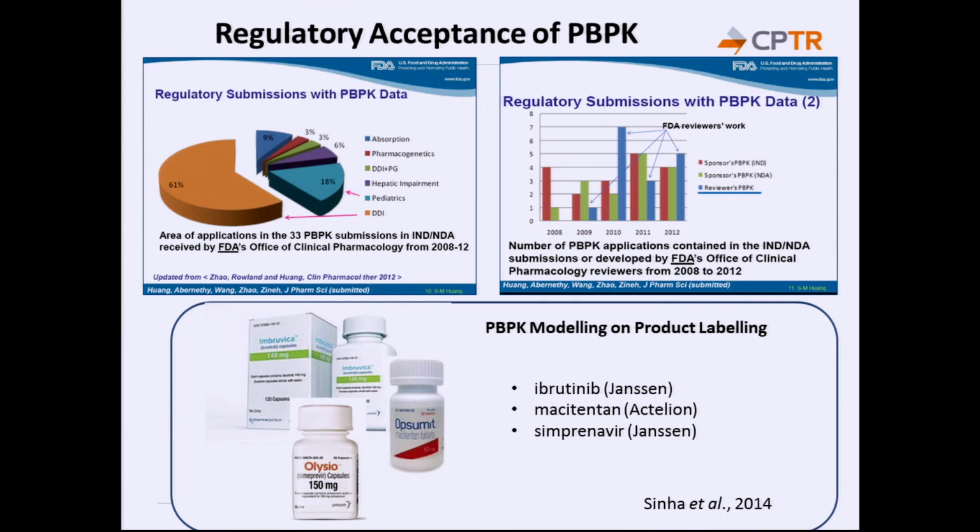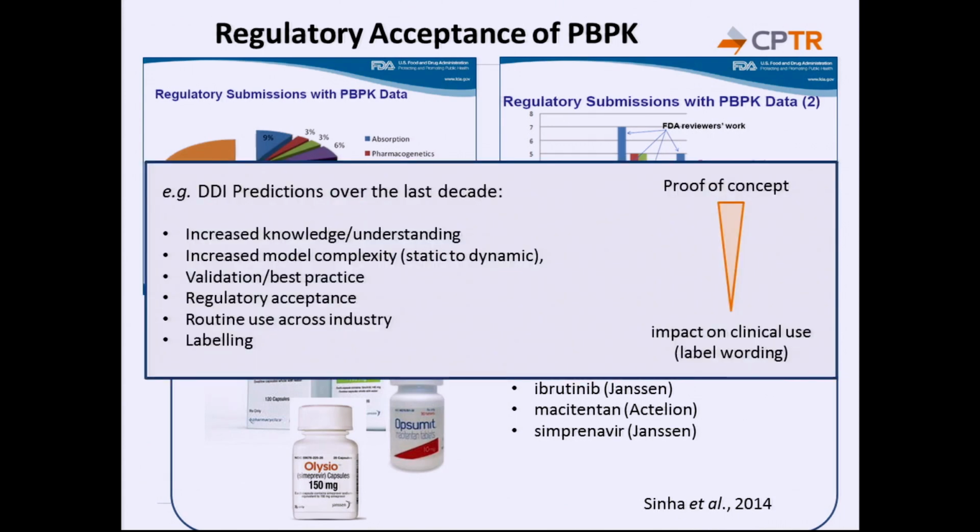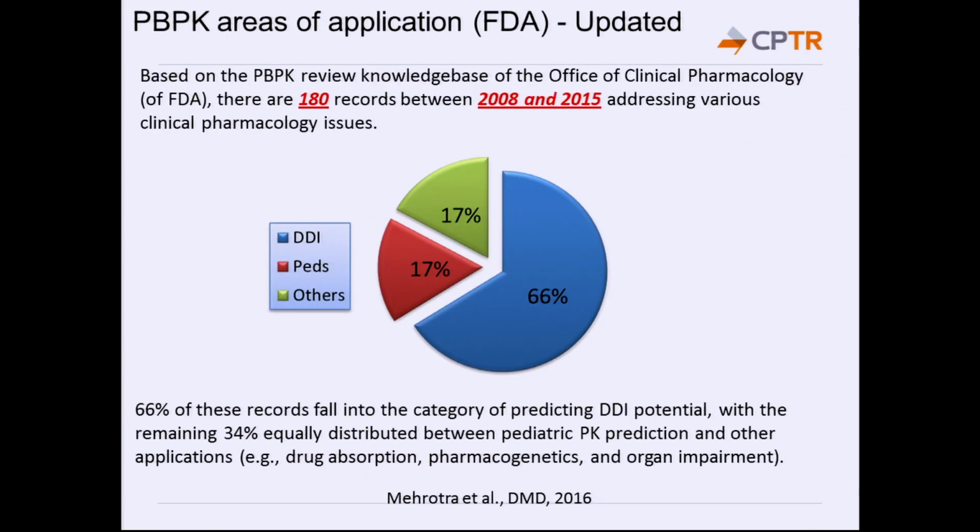There were 33 submissions. And really, this was a decade of work to take drug-drug interaction predictions from really just a scientific question to really understanding more about model complexity, moving from static models to dynamic models, and then developing some of the concepts around verification and best practice, and really getting the models up to a stage where they could be used to answer regulatory questions. So there's quite a lot of work that was going on over that time period.